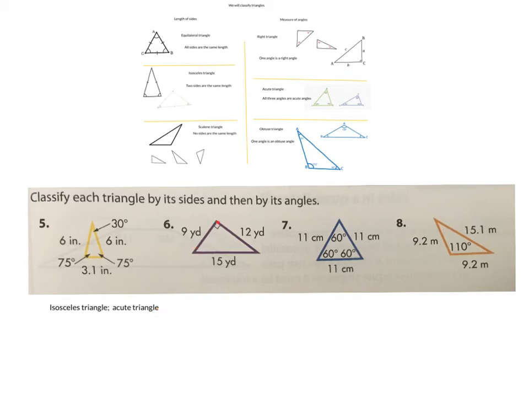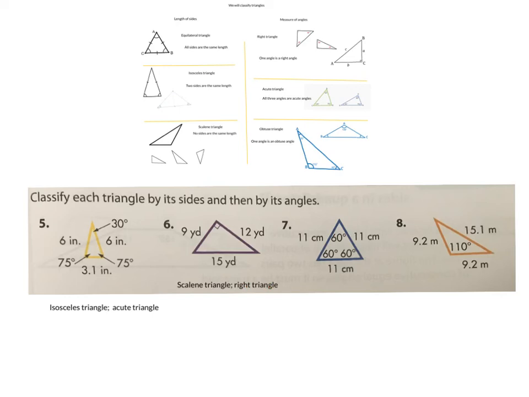Now let's look at the second triangle. First, we are going to classify it by the length of sides. So we take a look. We have 9, 15, and 12. So none of the sides are equal. So that means it's a scalene triangle. Now let's classify it by its angles. If we take a look, I see a right angle here. Any triangle with one right angle is a right triangle. So this triangle could be classified as a scalene triangle, right triangle.